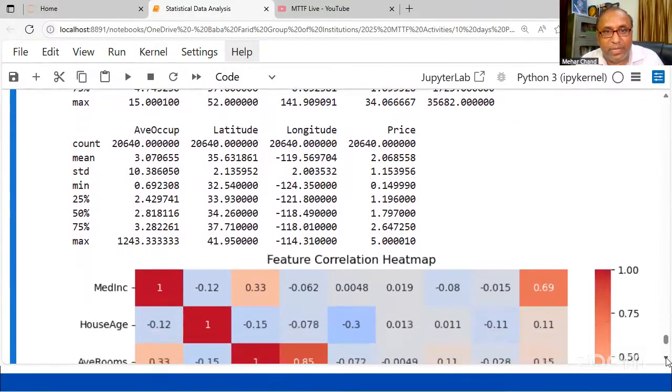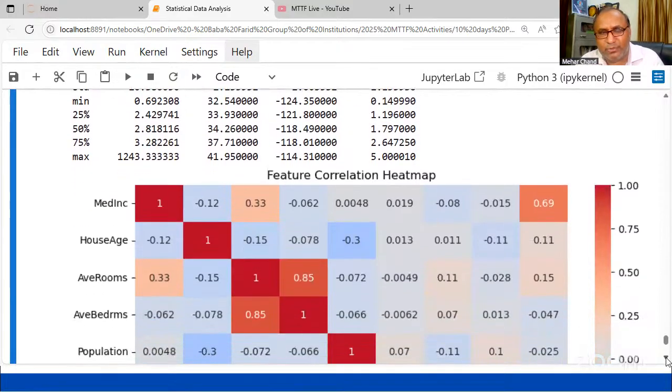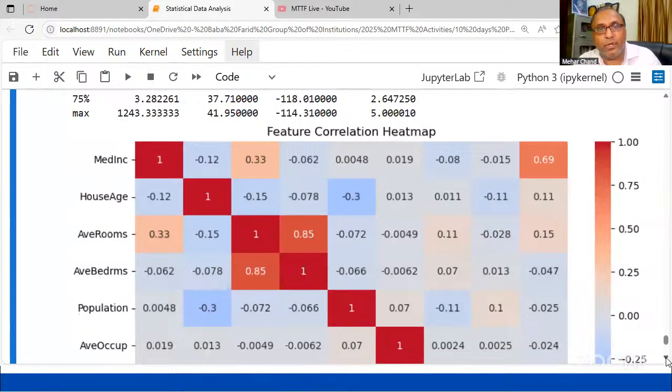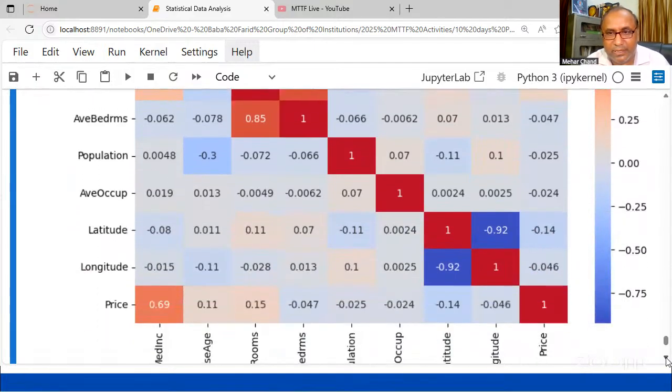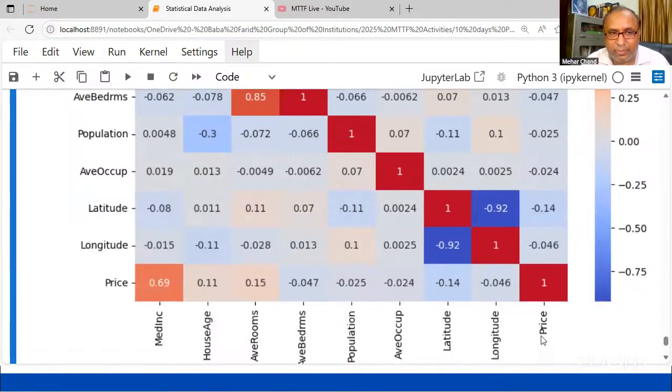And then after that we have the feature correlation. From this place we can easily understand which variable is positively correlated, negatively correlated, or has no correlation. According to that we can establish our model. Here you can see on the horizontal line we have price, longitude, latitude, average occupation, population, average bedrooms, average rooms, average age, and median income. And these variables are on the left side also.